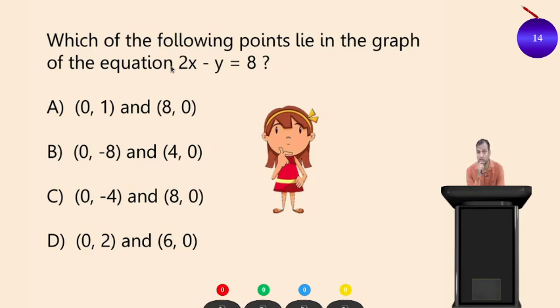Okay, give the answer correctly. So you can give the answer for this one because it has 4 points, a 0, 1 and 8, 0. So what's the correct answer? Okay, so the correct answer is B.